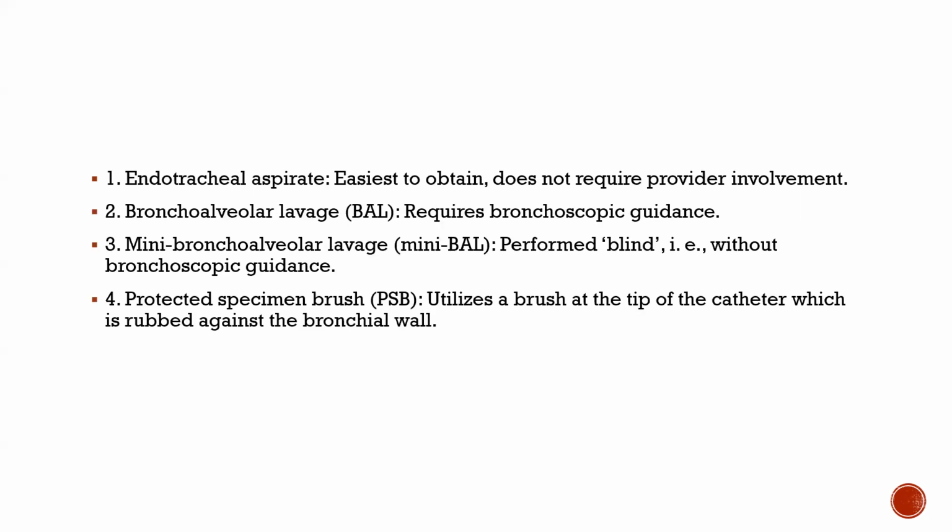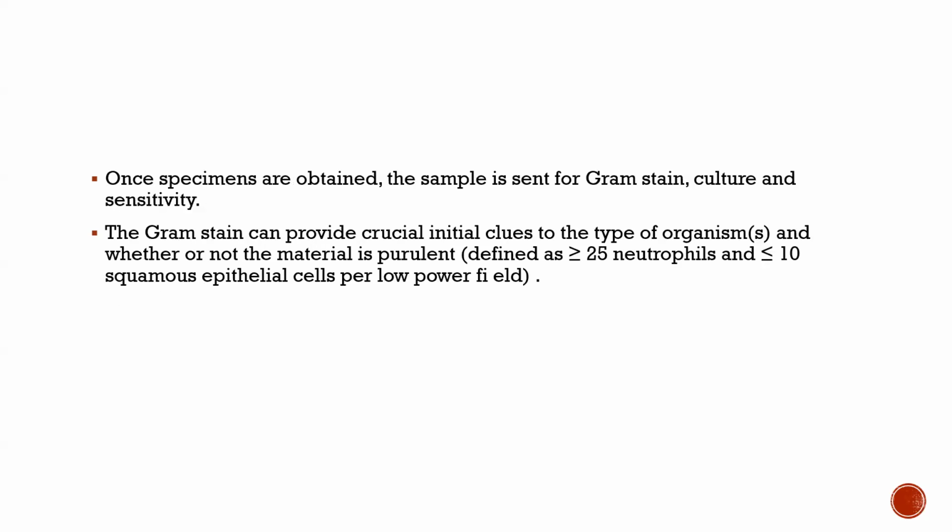So endotracheal aspirate is easier to obtain and does not require provider involvement. BAL requires bronchoscopic guidance. Then mini BAL is performed blind, that is without bronchoscopic guidance. Then protected specimen brush utilizes a brush at the tip of a catheter, which is rubbed against the bronchial wall. Once the specimen is obtained, the sample is sent for gram stain, culture and sensitivity.